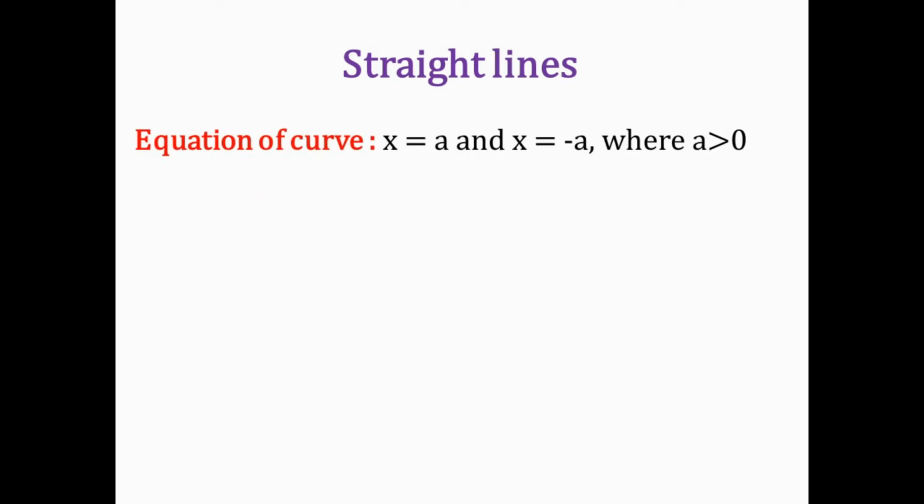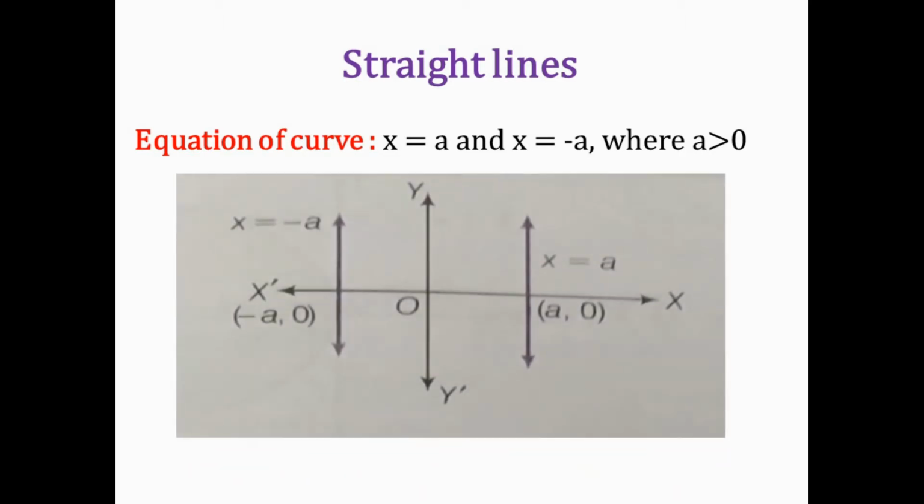The first one is straight line. Here we have taken straight line. For this straight line, we have equations x is equal to a and x is equal to minus a. When you plot in the graph, you have to draw vertical lines like this. You have to plot a on the x-axis, minus a also on the x-axis, and you will be getting lines parallel to y-axis.